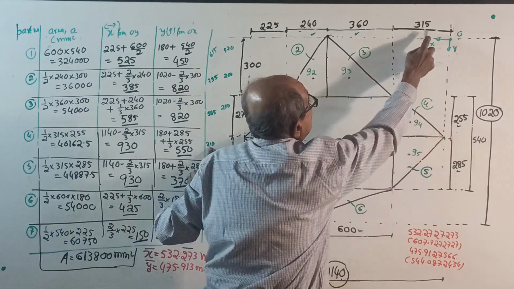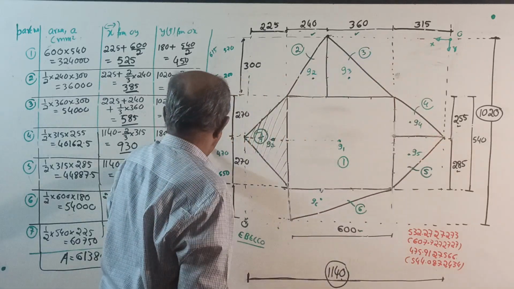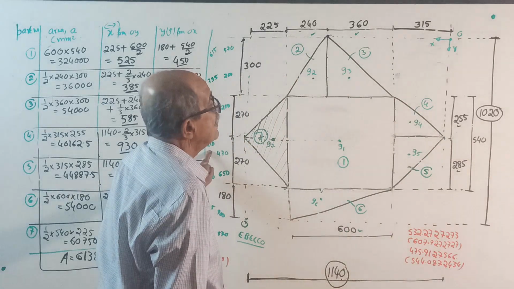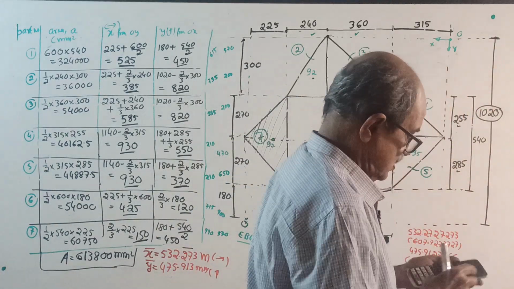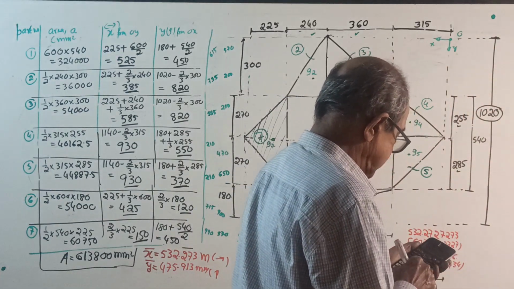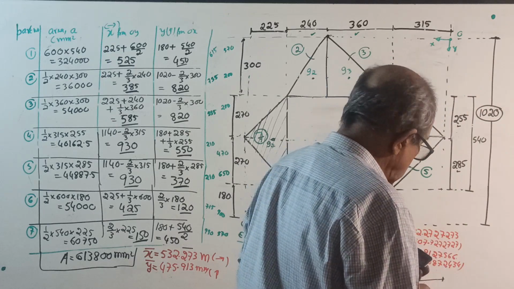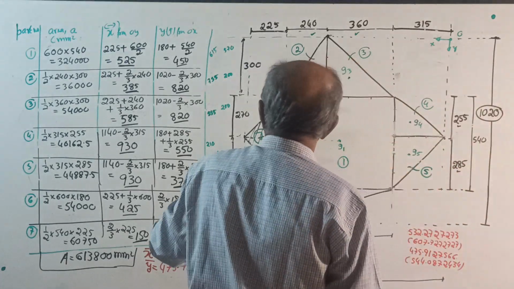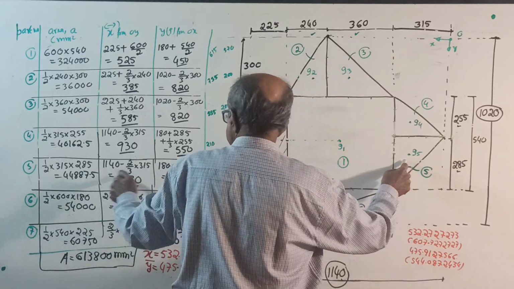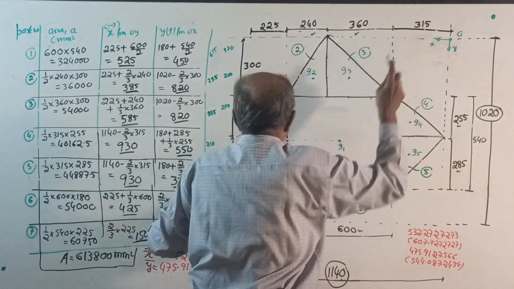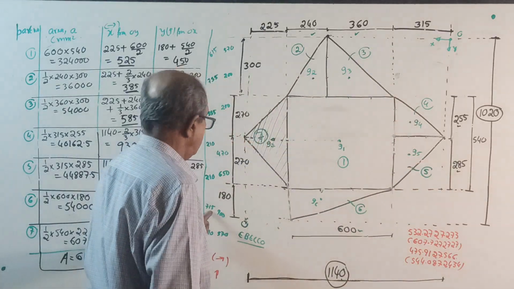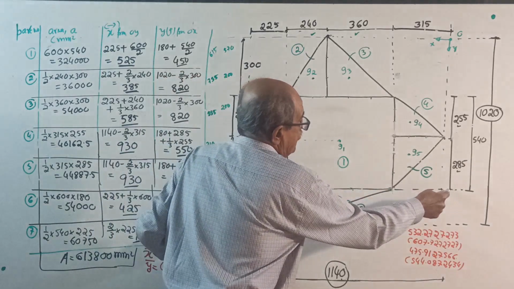Figure 4: 2/3 of 315, 210. Correct? Should be correct because I got the same X bar value. 210, correct. Okay, next, figure number 5: once again, 2 by 3 of 315, 210.